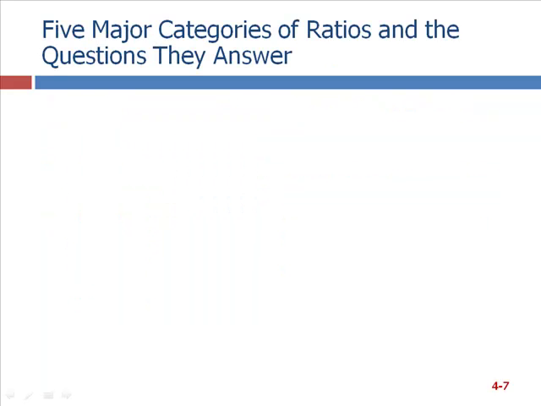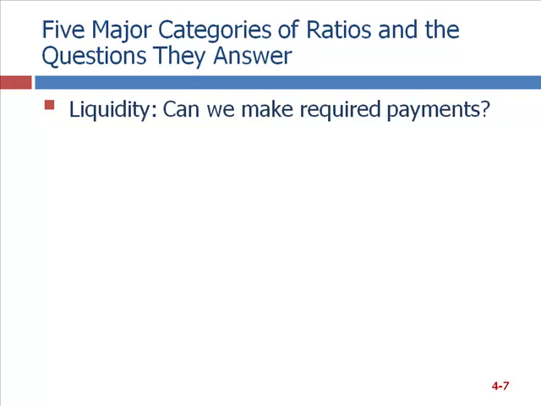Okay, going through this lesson, we will be looking at 5 major categories of ratios. The first one will be liquidity ratios. These ratios will give us some idea of whether the company can pay its bills in the short term. So can it at least stay afloat over the next year? Can it make its required payments?